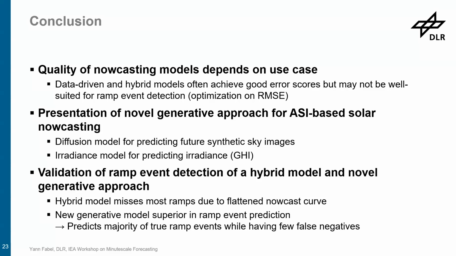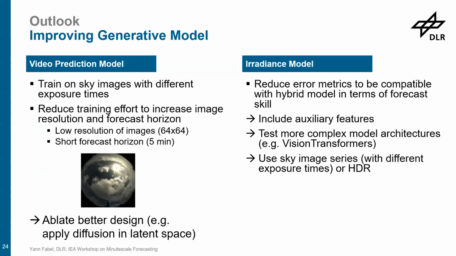And we've seen that the hybrid model misses most of the ramps due to the flattened nowcast curve, while this new model is quite good in detecting the ramps, with just few false negatives and false positives. But of course, we want to improve this further.